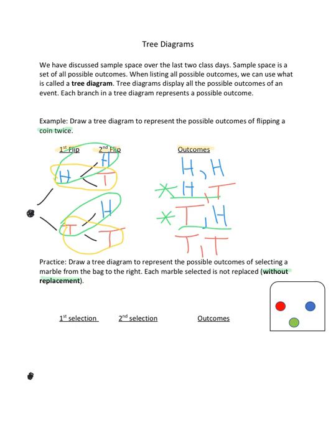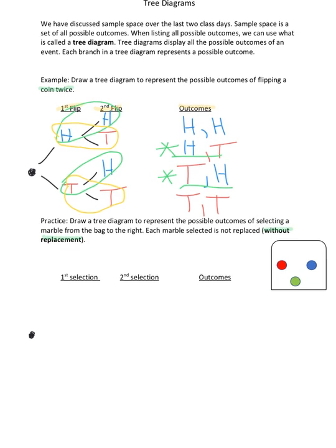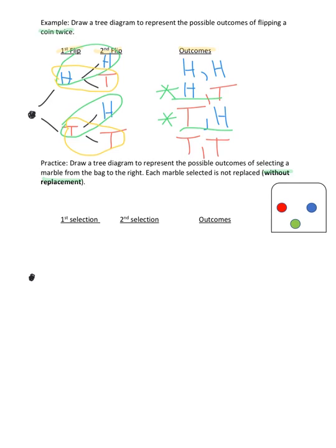So for our first selection, we have three options. From this first selection, I could select a red, a blue, or a green. So once again, in our first selection, we can go red, we can go blue, or we can select a green marble from that bag.